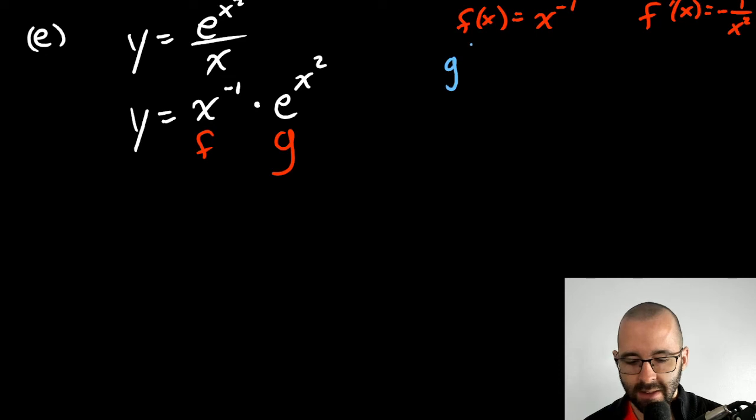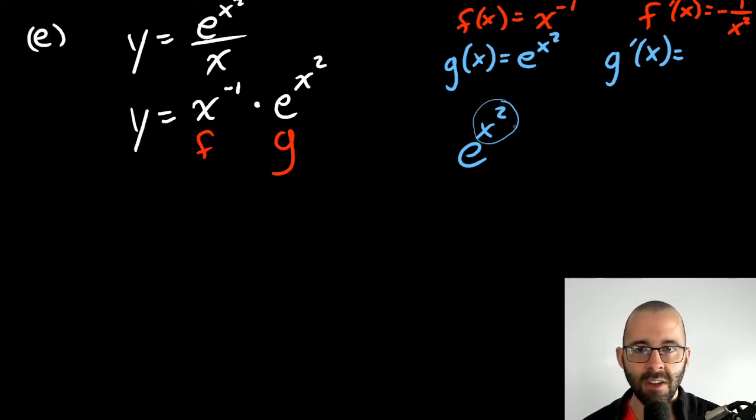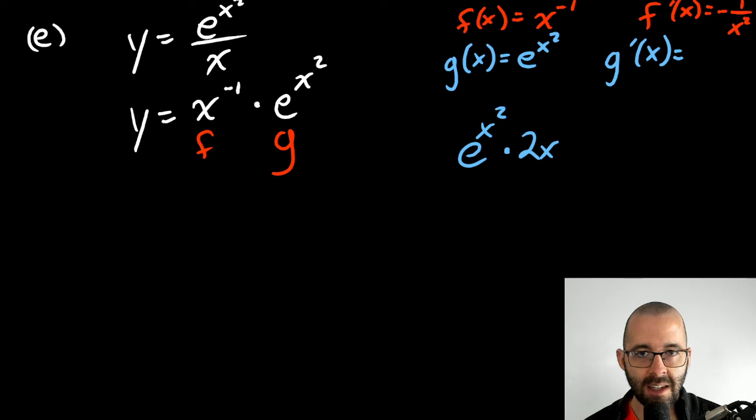g of x is e to the x squared. g prime of x, it's going to take a little bit of work. The derivative of an exponential function is itself, but we have to use the chain rule because there's stuff inside here. Our u, our inside function, is x squared. You have to multiply by the derivative of the inside. So g prime is 2x e to the x squared.